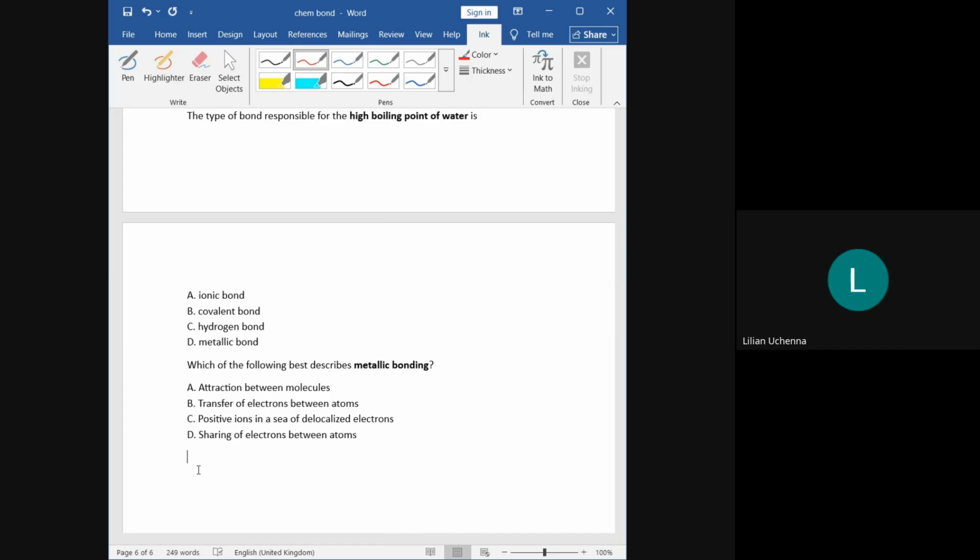Transfer of electrons, not sharing. It's the ionic bond. Sharing of electrons between atoms is covalent. Simple. That means the answer is C. I told you there's always this free movement of electrons in metallic bonds. Whenever we call something metal, there are always these free movements. C simply means positive ions coming together with delocalized electrons. So it is metallic bond.